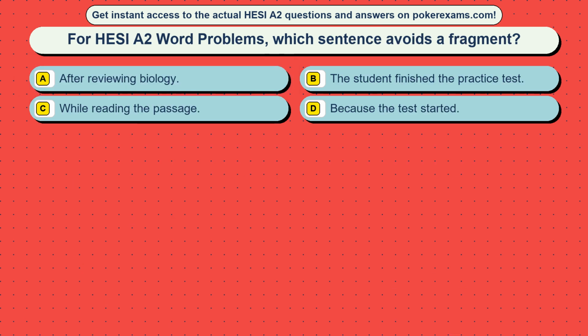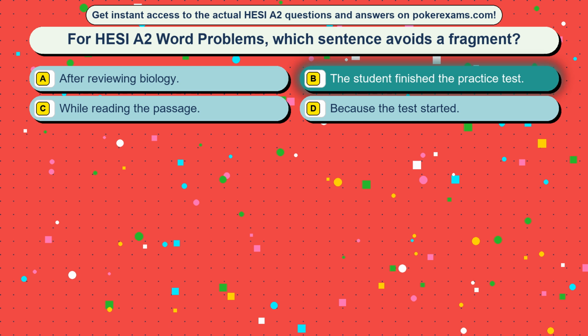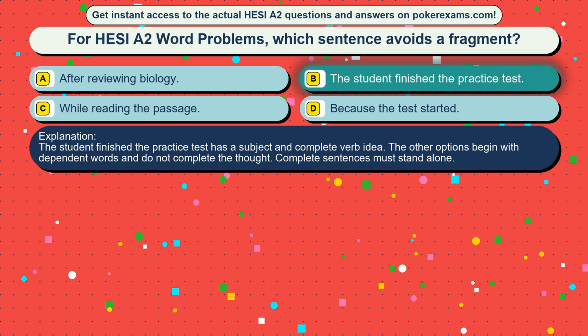Question 42. For HESI A2 Word Problems, which sentence avoids a fragment? Option A, after reviewing biology. Option B, the student finished the practice test. Option C, while reading the passage. Option D, because the test started. The correct answer is option B, the student finished the practice test. The student finished the practice test has a subject and complete verb idea. The other options begin with dependent words and do not complete the thought. Complete sentences must stand alone.